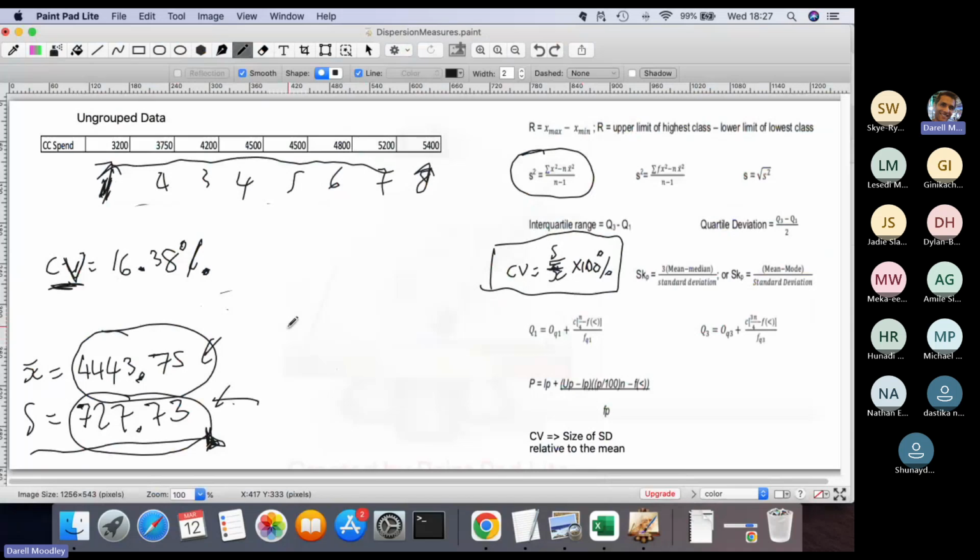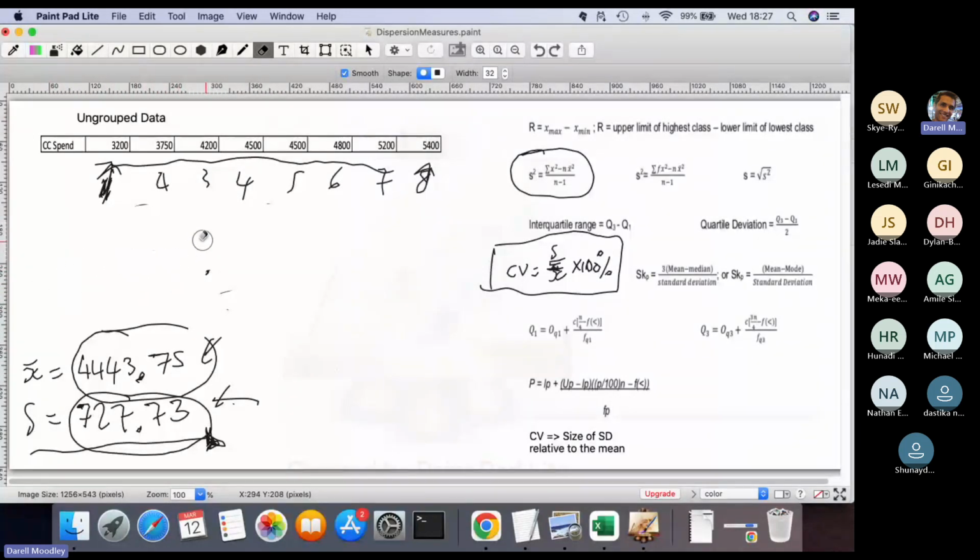All right. The next thing you can get asked is for percentiles. Now, let me explain what percentiles are before we start doing the calculation.